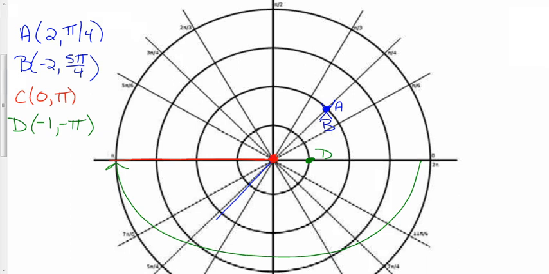Now the next point that I have is at E. E is at 1, comma, 0. So that means my radius is 1, but my angle is 0. So I'm not going anywhere, but I am going out 1. So I have my radius of 1, angle 0 ends up right on top of D.